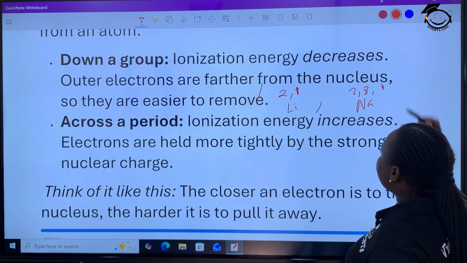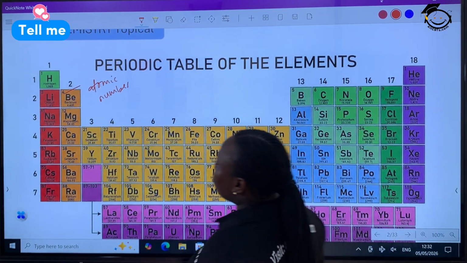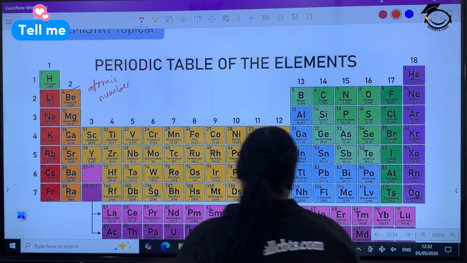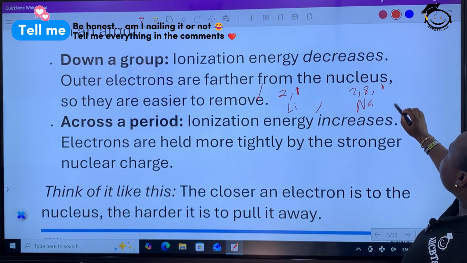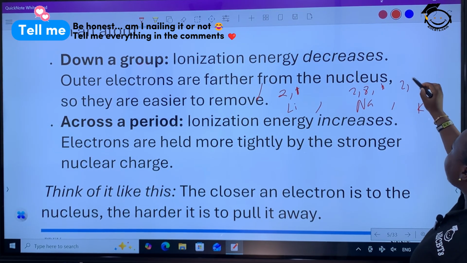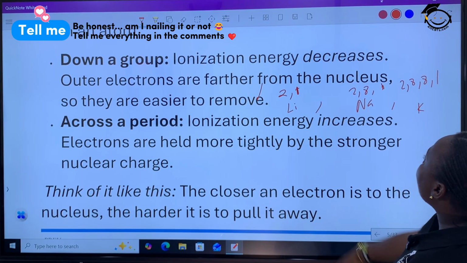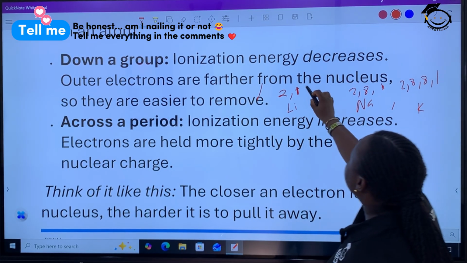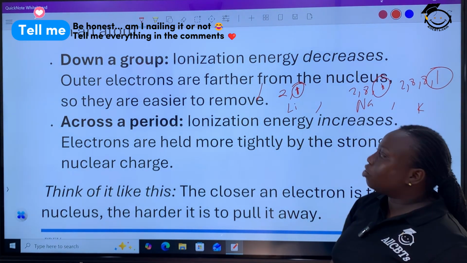So it's getting further. What is after sodium? After sodium, we have potassium, which is number 19. Let's do the one for potassium. Potassium looks like this: 2, 8, 8, 1. Now you can see that as they go down the group, this outermost electron is getting further away from the nucleus.